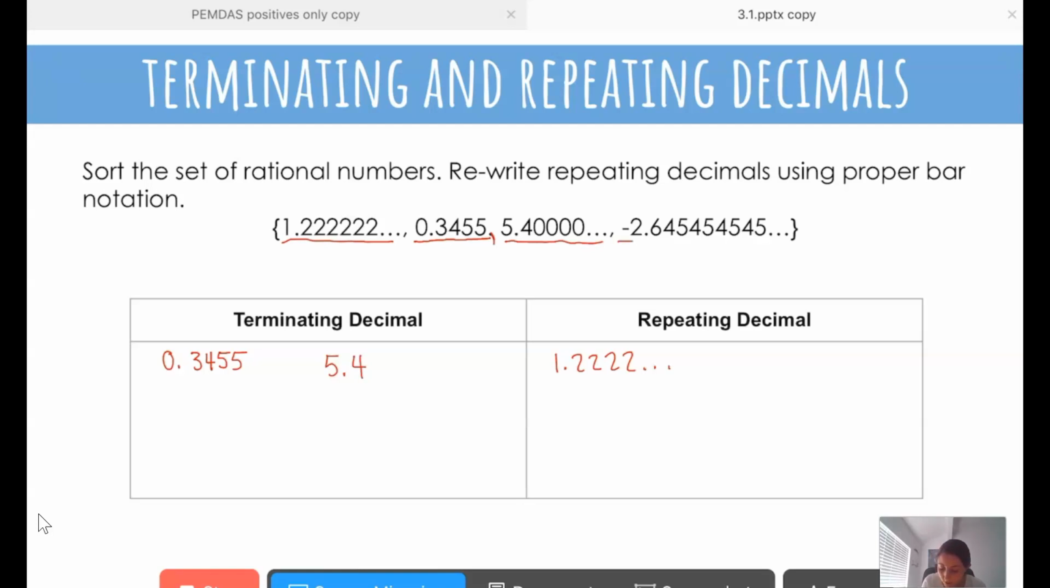Next, we have negative 2.645454545, and so on. So this is a repeating decimal. So we're going to put negative 2.6 and then the 4, 5. The 4, 5 are the digits that are repeating. So we're going to put the bar over the 4, 5 only. All right, so again, terminating and repeating decimals are all considered rational numbers. A terminating decimal ends. A repeating decimal has a digit that repeats or a set of digits that repeat.